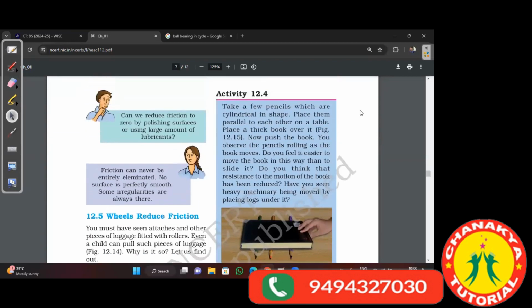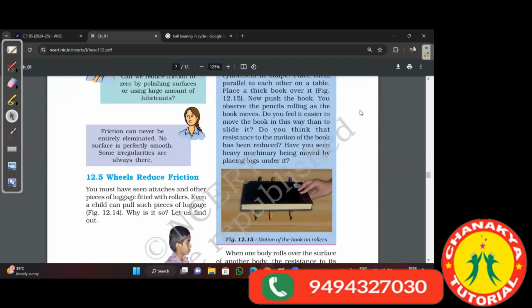Okay, here a perfect example, an activity has been shown which you can try at your home also. So what do you see here in the book? A picture of a book and color pencils. Yeah. So what are we trying to do here? We are rolling the book on the color pencils to move. So do you think it will be easy for the book to roll over? No, sir. Okay, which one will be easy? Will it be easy for us to slide?